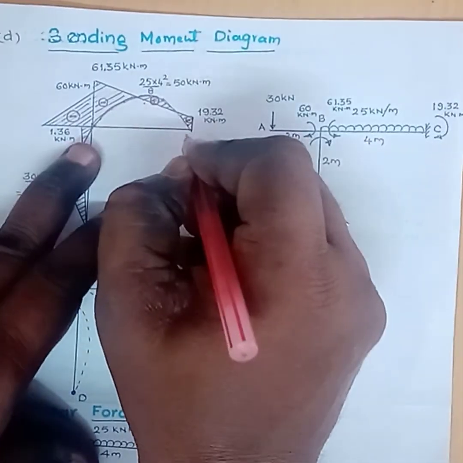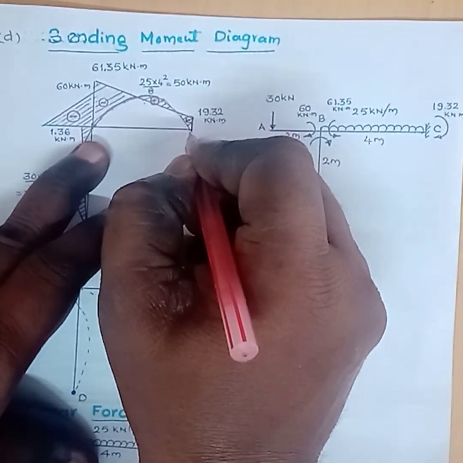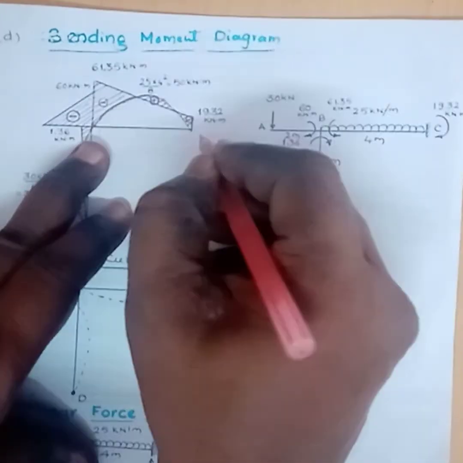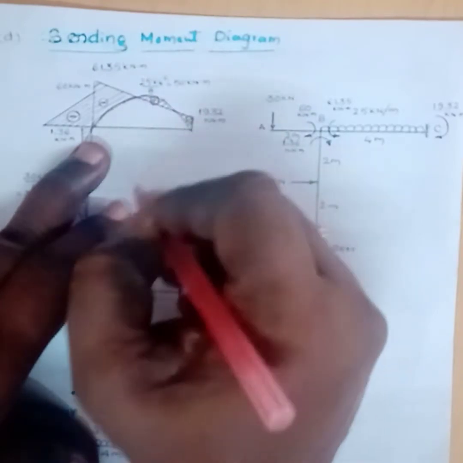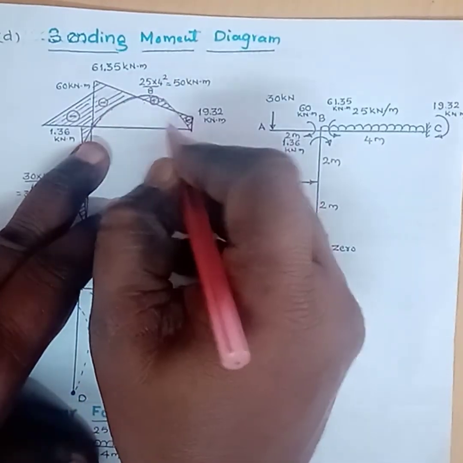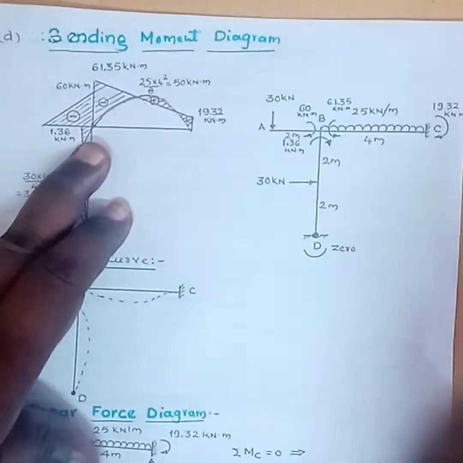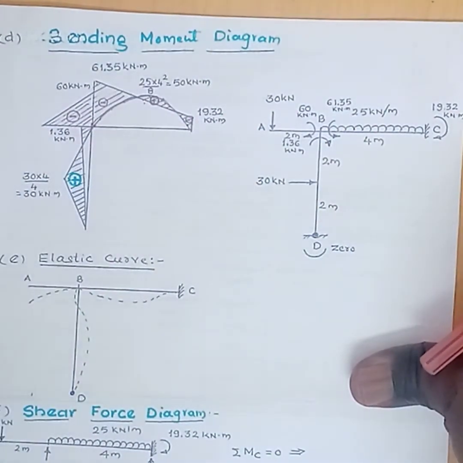This is the simply supported beam bending moment. At the support it is 0. At the center it is maximum. Here this is the simply supported beam bending moment. By overlapping this, you will get, this shaded portion shows the net bending moment diagram.